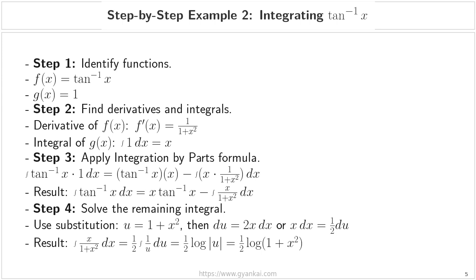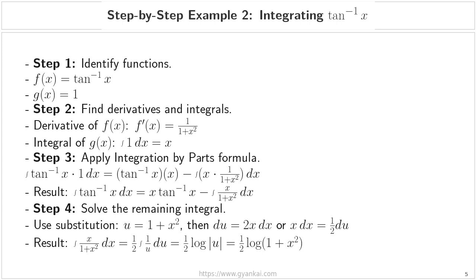This is where a simple substitution will come in handy. Let's set u equal to 1 plus x squared. This means that the derivative of u with respect to x, or du, is equal to 2x dx. We can rearrange this to say that x dx is equal to 1/2 du. Now we can substitute these into our integral.